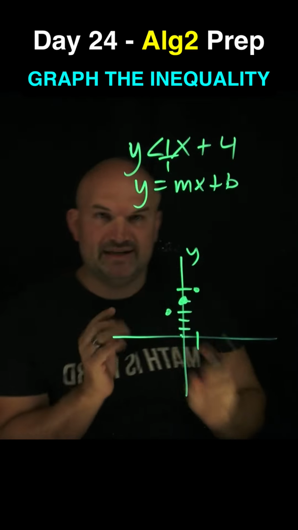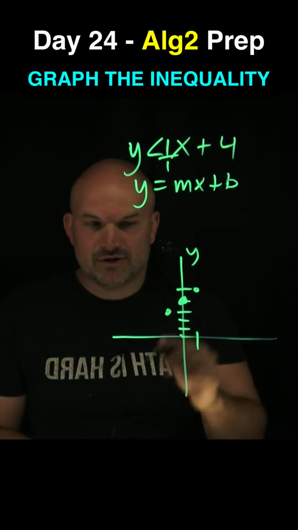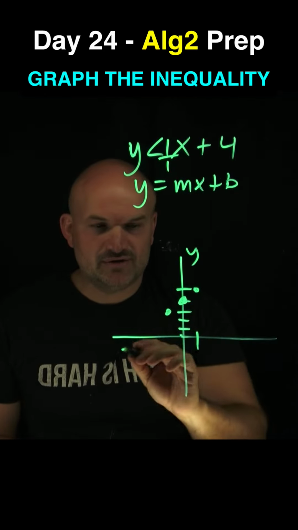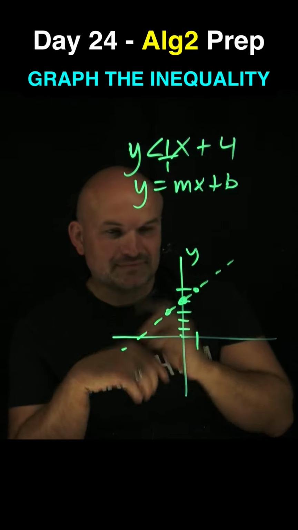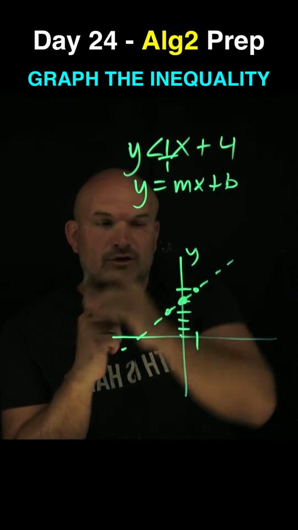When we have an inequality, we need to understand the difference between less than and less than or equal to. When it's less than or equal to, that means it's going to be a solid line. But if it's just less than or if it's greater than, this is going to be a dashed boundary line. So it's important. Any values that fall actually on this line do not make this inequality true.